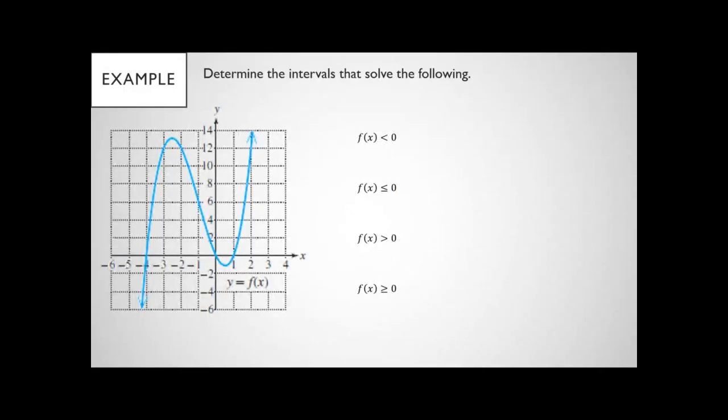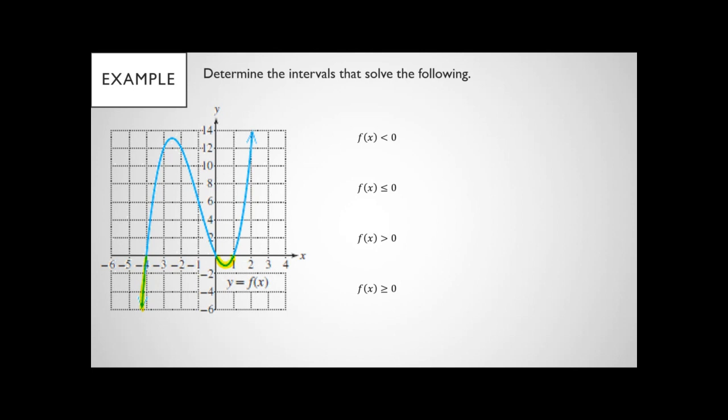Just to give you an idea of what this means, it's always good to look at a graph and interpret it so that you understand what we're asking for here. I've got one graph here, and we're going to go through all 4 of these. First is f of x less than 0. So we're asking where are our y values below the x-axis. Here we're below, and then we're below in that area.